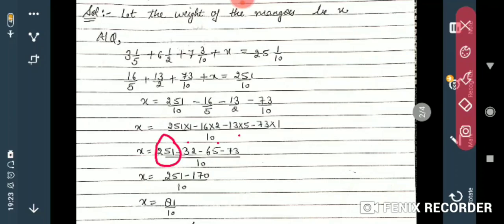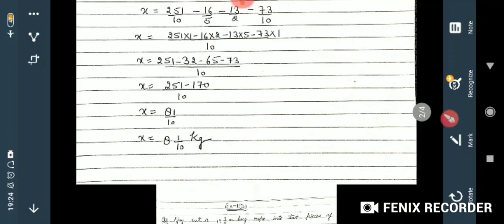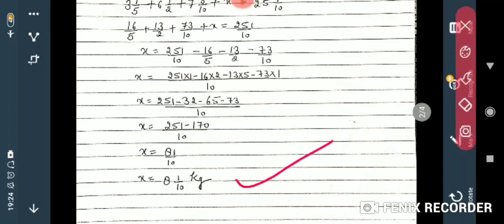Because what you have to see? Before the digit, whatever sign is there, that will be the sign of the digit. For example, minus 32. Which sign is this? Negative sign. Just add all the negative digits. So 251 minus, if you add 32, 65 and 73, all the negative numbers, what will you get? Minus 170. Now subtract 170 from 251, what will you get? 81 upon 10. Or you can convert it into a mixed fraction, you will get 8 whole 1 upon 10.